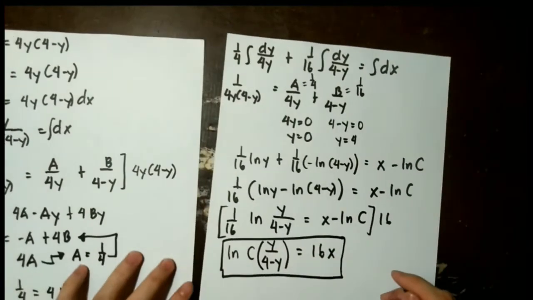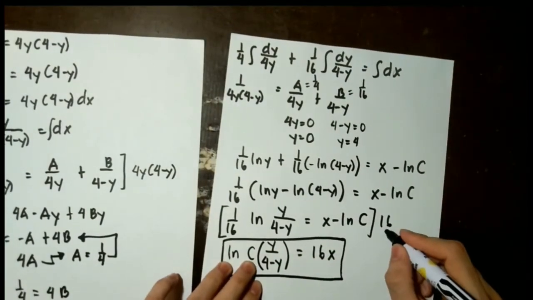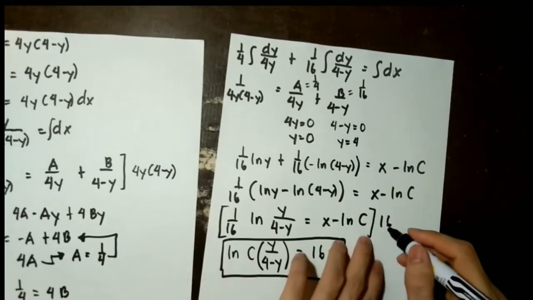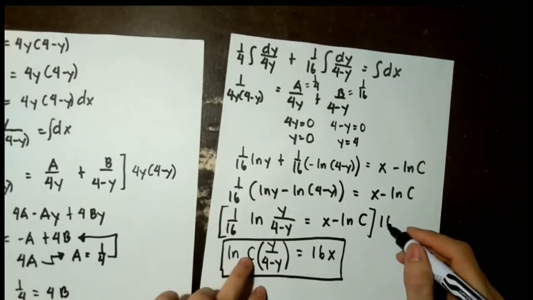So again, bakit yung c hindi naging 16? Since, di ba nga, constant times constant is just constant. So ln c pa rin siya.